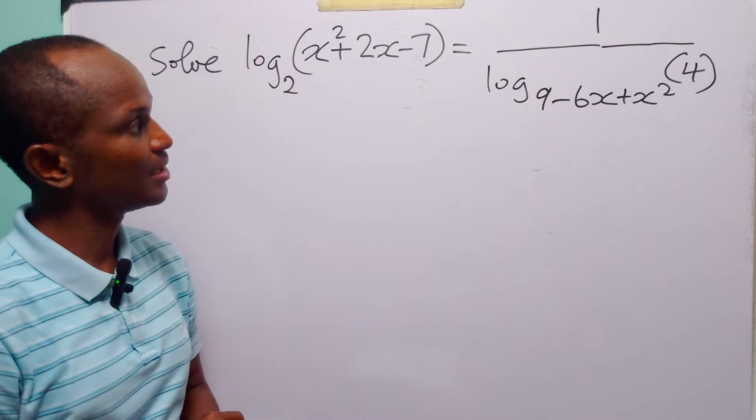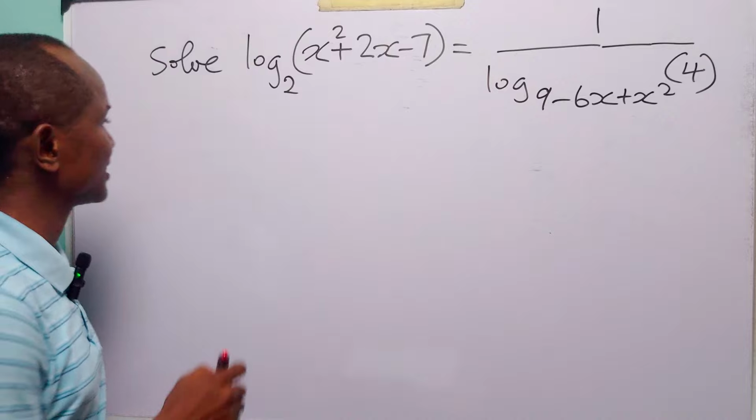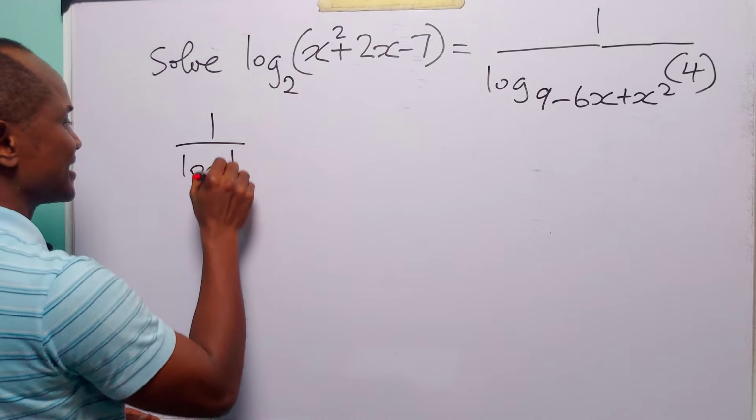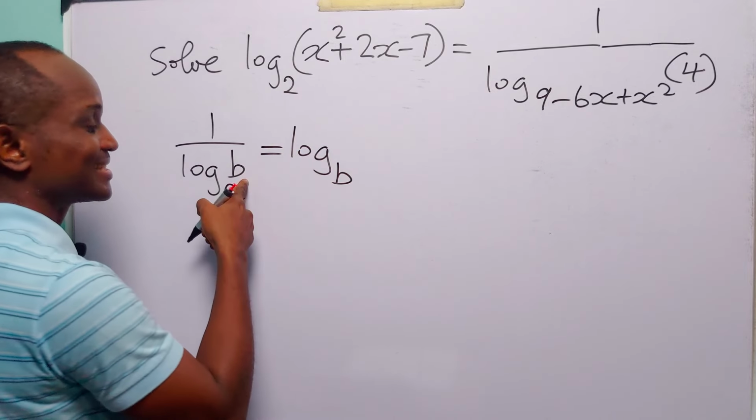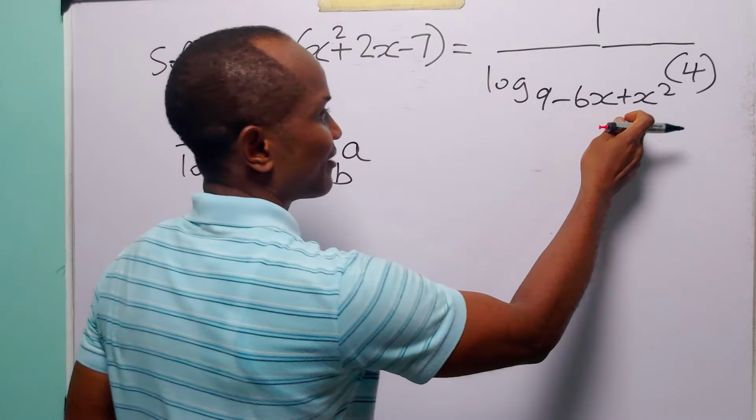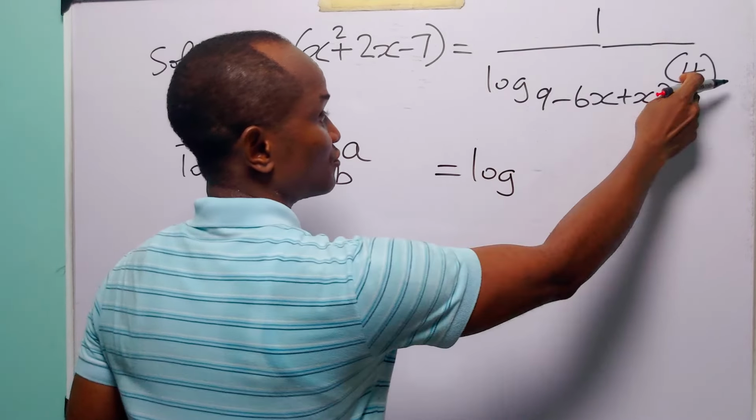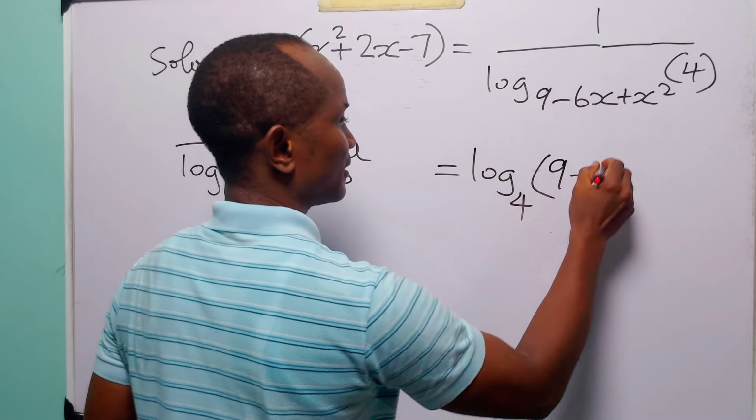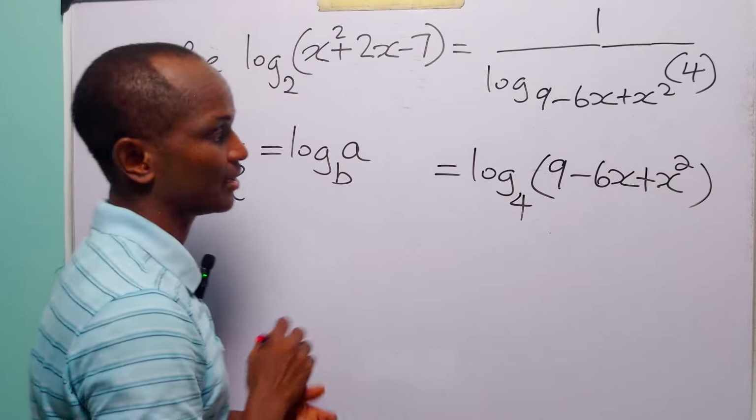That is this. Now remember that from our change of base formula for logarithms, we have that 1 over log to base a of b is equal to log to base b of a. That means that we can write this as log to base 4 of 9 minus 6x plus x squared.